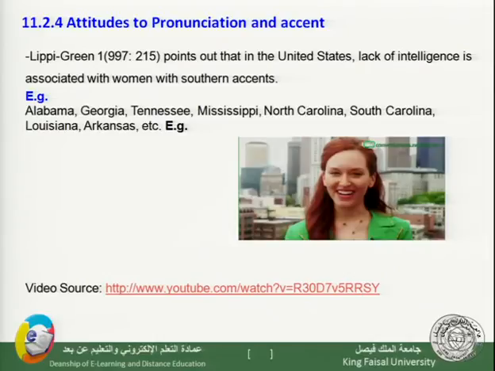So the point behind this is that people who are using this accent are usually thought of as being country's pumpkin, as lacking sophistication, as lacking intelligence. According to this author, Libby Green, in the United States, lack of intelligence, lack of sophistication, lack of cleverness is associated with women rather than men who speak the southern accent, who talk in the accent of the people who live in the south of the United States.